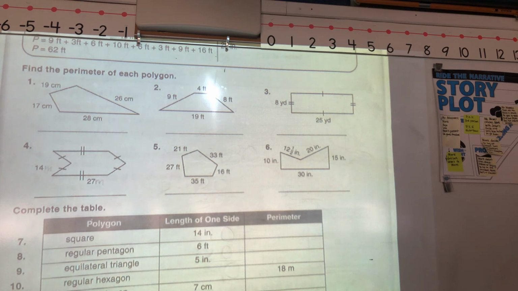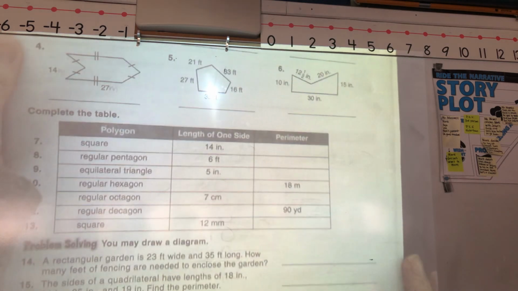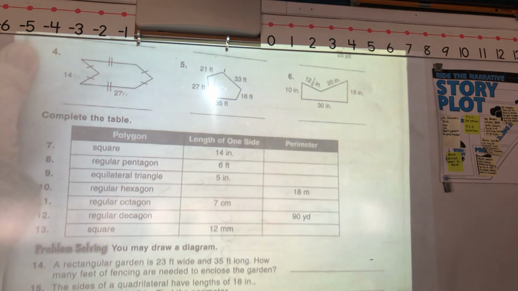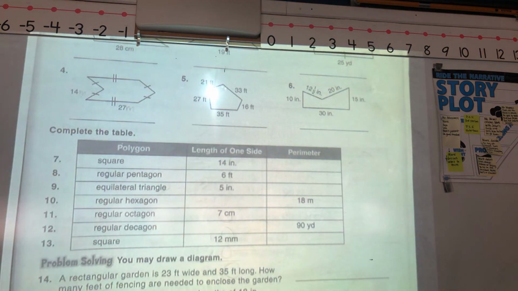So don't get tricked by that, okay? So 1 through 6, you're adding up all the outside edges, final answer with a label. Now, when we take a look at the next part where you're completing the table, it gives you the length of one side, and they want to know the perimeter.